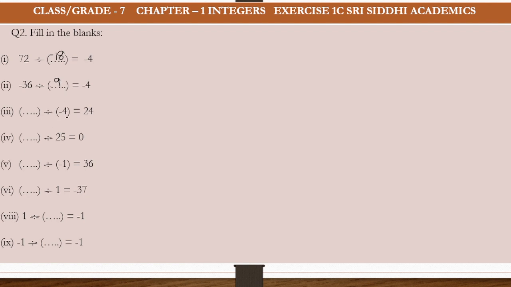Similarly here, what divided by 4 is equal to 24? How will we know? Definitely, if we multiply 24 with 4, we will get this answer. That is, 24 into 4 is how much? 4 4s are 16, 1 gets carried over, 4 2s are 8, 8 plus 1 is 9, so 96.